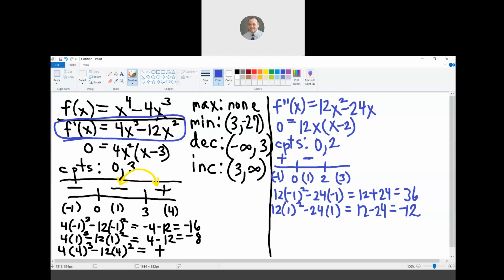And finally, let's test the interval greater than 2 by plugging in our third test point, positive 3. And that gives us 108 minus 72, which is again positive 36. So everything greater than 2 has a positive sign result.